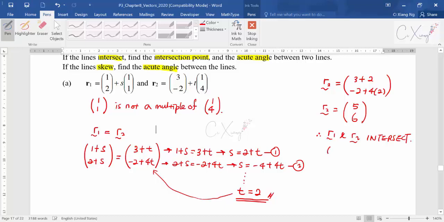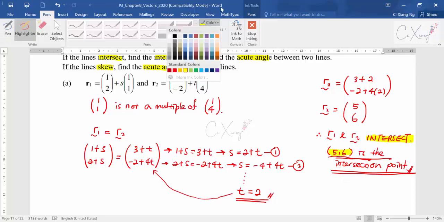Okay, and (5, 6) is the intersection point. So you realize that I write (5, 6) in the Cartesian coordinate form, because they're asking for the coordinate of the intersection point, and therefore this is what I do. I will write in the Cartesian form. So I already made a conclusion about the intersection between R1 and R2, and I get the intersection point already.